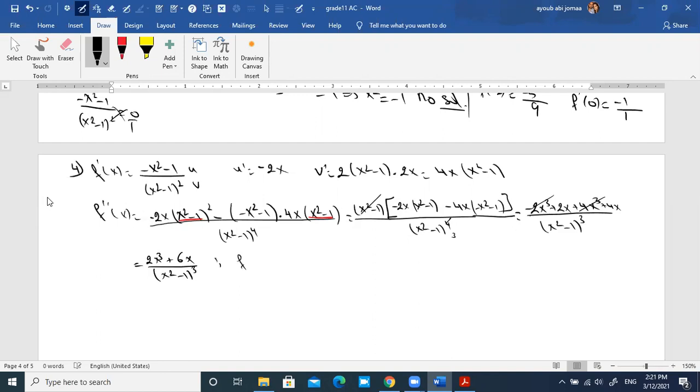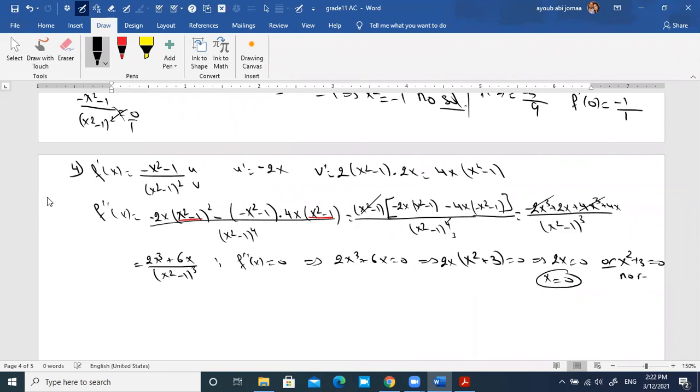Now, if f double prime of x equal to 0, it means that only the numerator is 0. So 2x power 3 plus 6x equal to 0. And then take 2x in common. 2x into x squared plus 3 equals 0. This means that 2x equals 0, or x squared plus 3 equal to 0. This one gives x equals 0, while this has no real solution. So you have only one value of x.